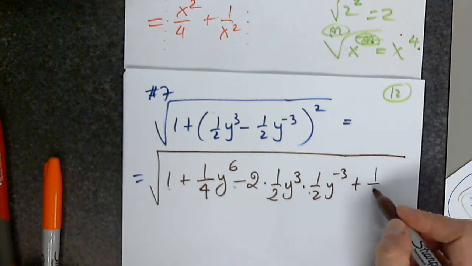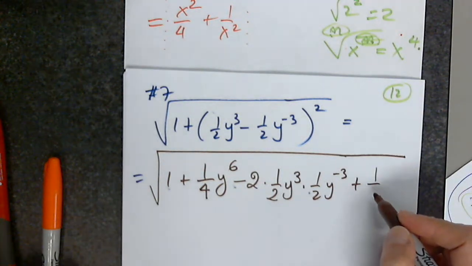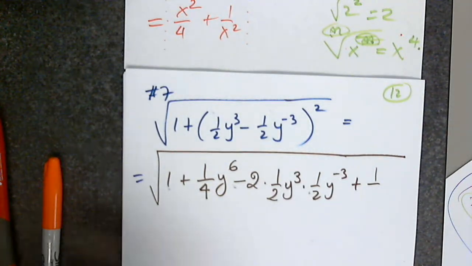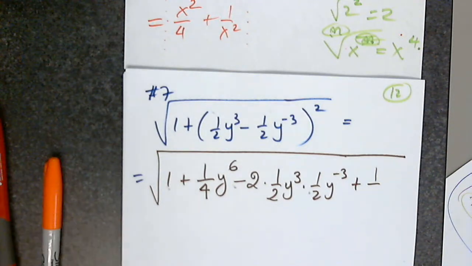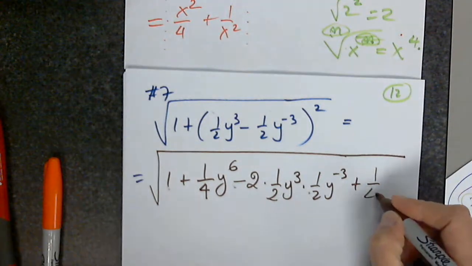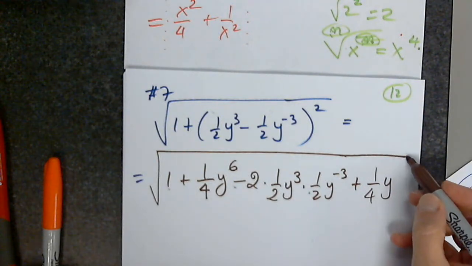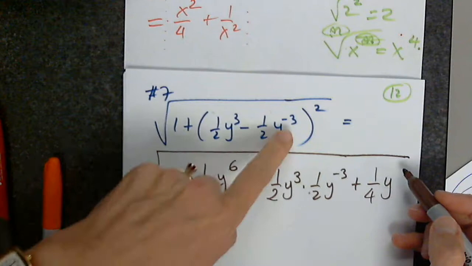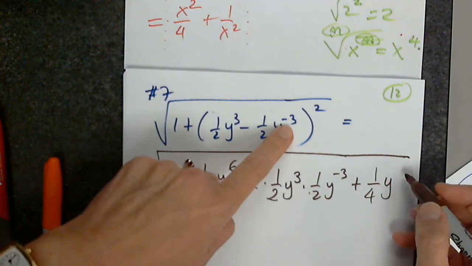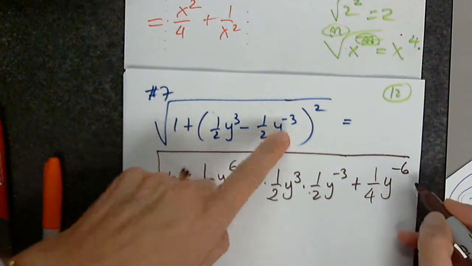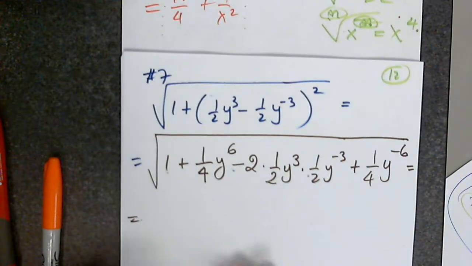There is no negative in the binomial. The last term will never be negative. So it would be plus 1/4 y to the, if it has minus 3, I cannot make it into 6, but into negative 6. Good. So now let's work on the middle term.